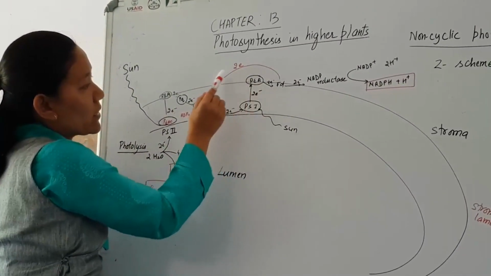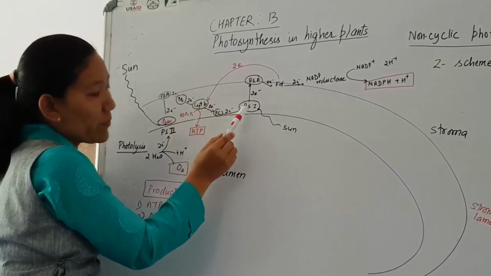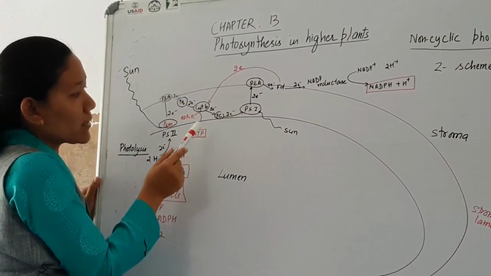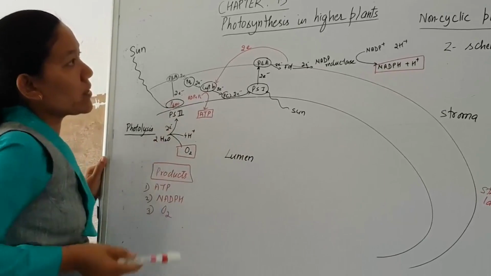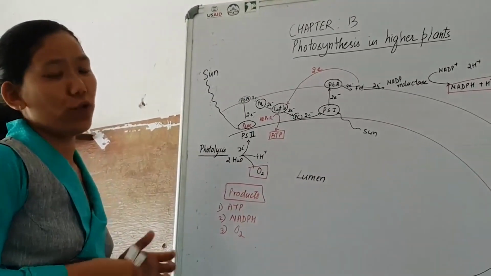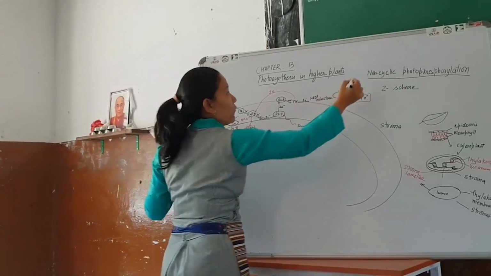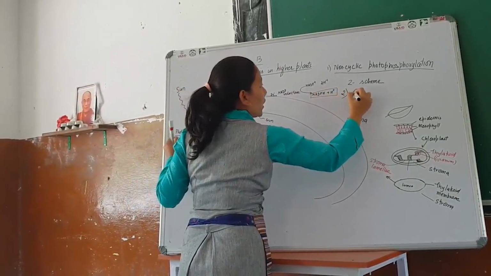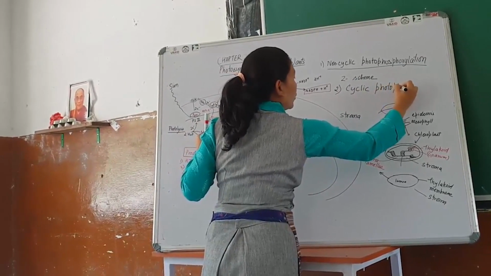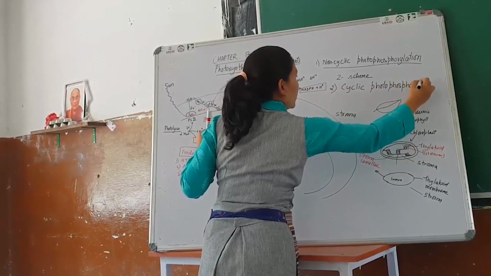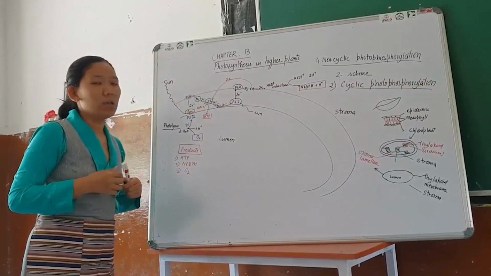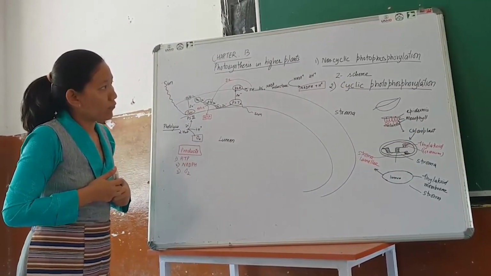So you can see that there is a cyclic flow of electrons. The electron lost by PS1 is returned back, and in the process there is again a synthesis of ATP. The synthesis of ATP here is called cyclic photophosphorylation. So these are the two pathways present in the light reaction: the non-cyclic and the cyclic photophosphorylation.